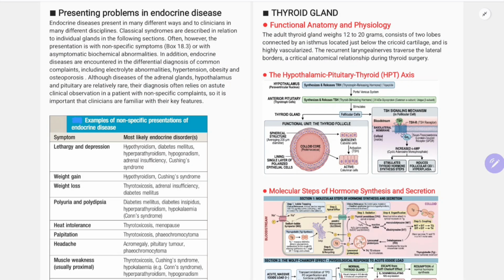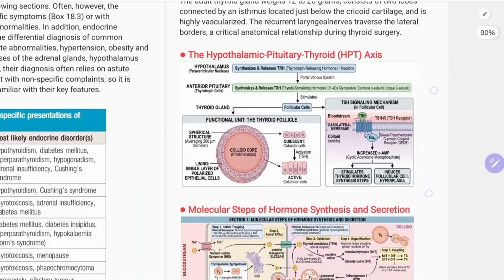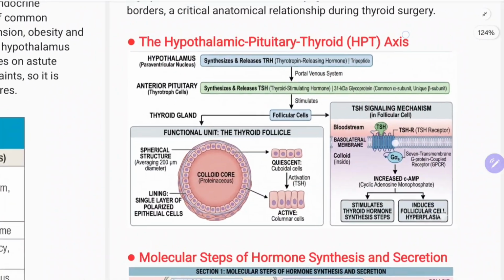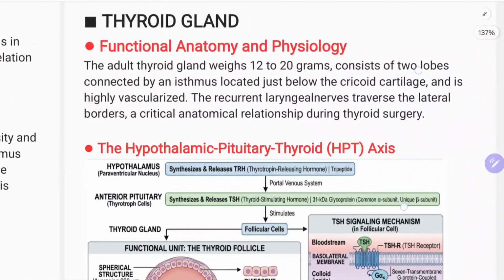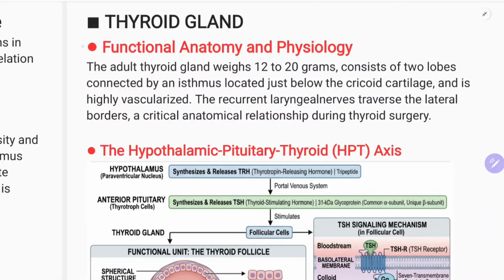Now coming to the first gland, that is the thyroid gland. Before going to the diseases itself, first we should know the required functional anatomy and physiology of the thyroid gland. So let us discuss that. Functional anatomy and physiology. The adult thyroid gland weighs 12 to 20 grams, consists of 2 lobes connected by an isthmus located just below the cricoid cartilage, and is highly vascularized. The recurrent laryngeal nerves traverse the lateral borders, a critical anatomical relationship during thyroid surgery.